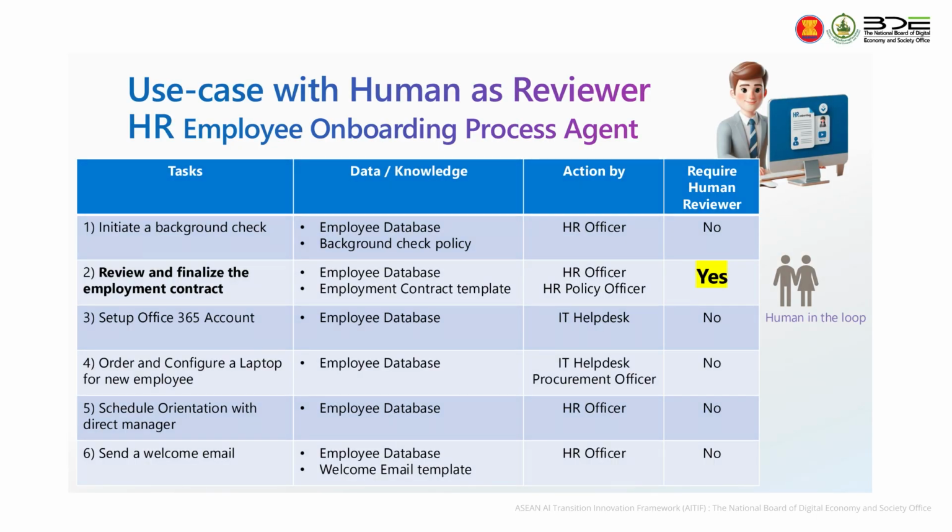Here is a list of the tasks that we have for this process, like initial background check, review and finalize the employment contract, and set up Office M365 and so on. Across those 6 tasks, there is one process that we identify that needs a human to review. That is the second process, to review and finalize the employment contract. Because we feel that for this one, if there is a mistake or some information that's not correct, it will impact the whole process. That is why we flag yes in the required human reviewer. This helps to prevent problems that might occur when the AI does not perform as we expected.